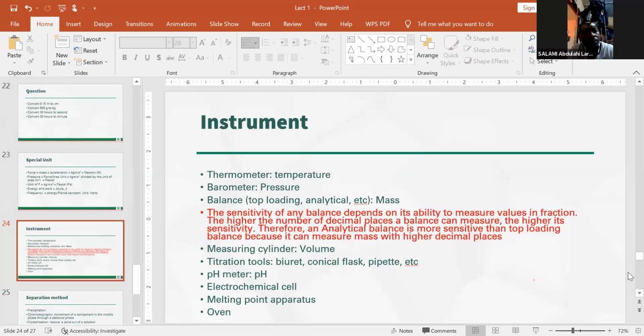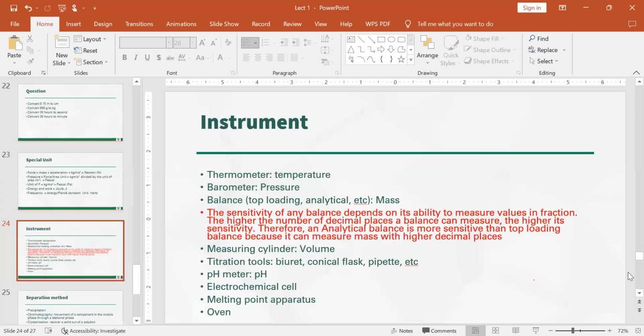Now let's look at instruments. What are the instruments? It's the thing we use to measure units. We have thermometer. We can measure how much coldness or hotness a body has, and that is temperature. Barometer for measuring pressure. Balance, it can be analytical balance, it can be top loading balance.